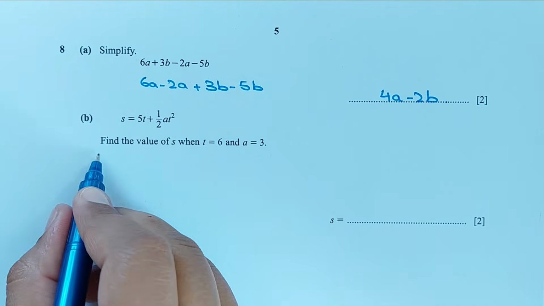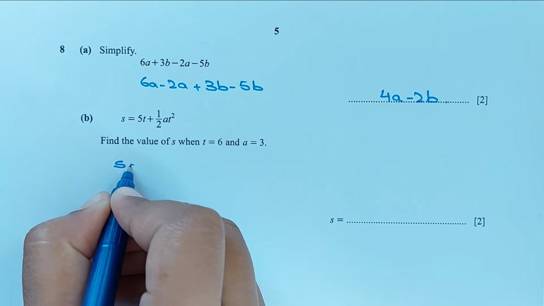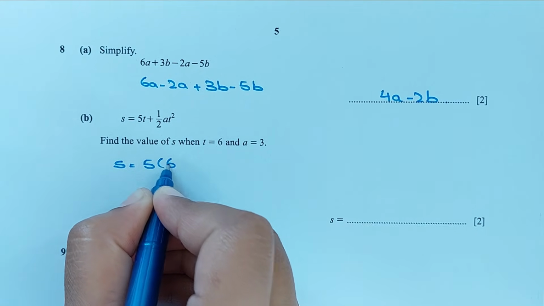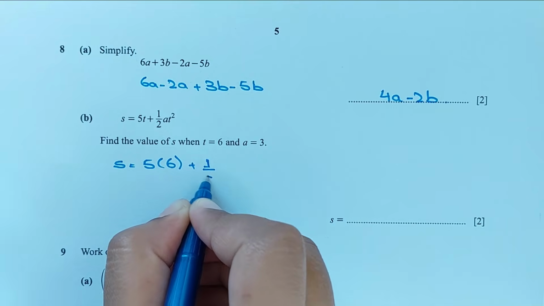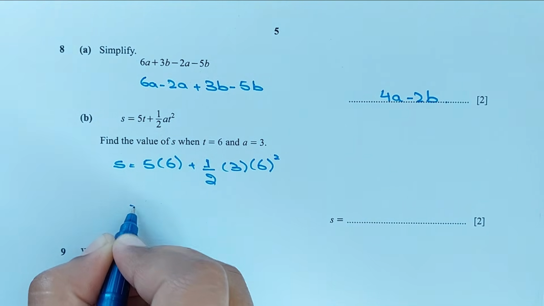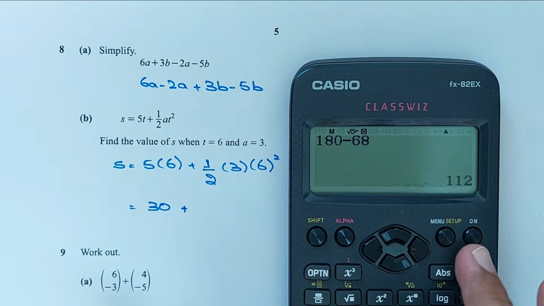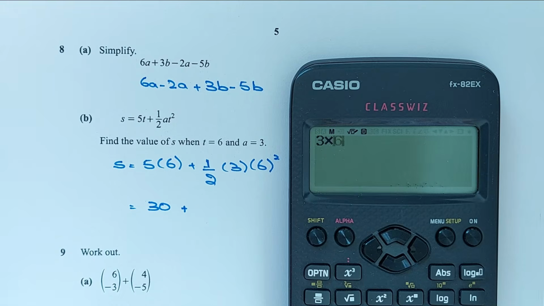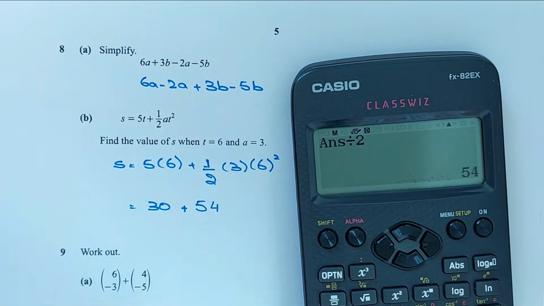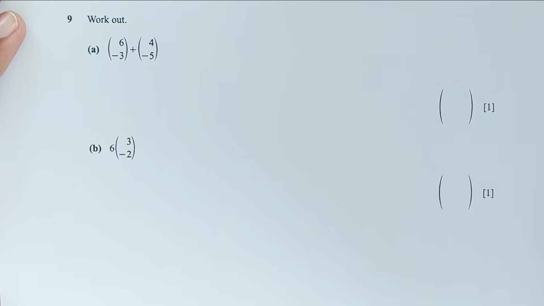Part B, S is given. Find the value of S when T is 6 and A is 3. So S equals 5 times 6 plus 1 by 2, A is 3, times T squared, 6 squared. 5 times 6 is 30, plus 3 times 6 squared divided by 2, which is 54. 54 plus 30 is 84. The value of S is 84.